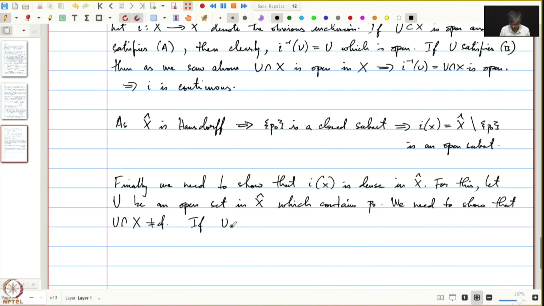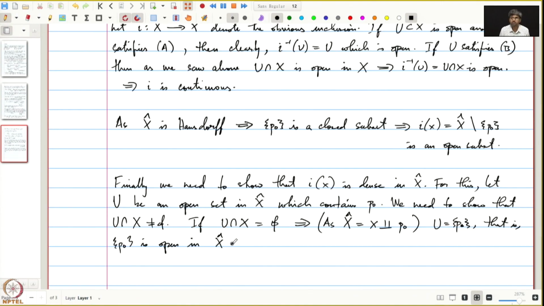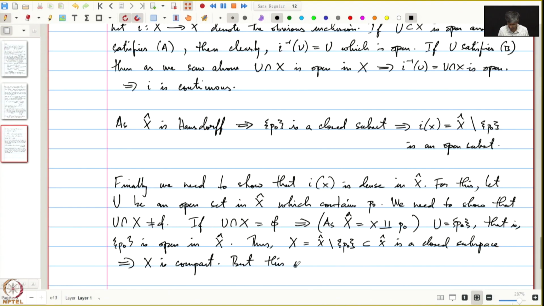So if U intersection X is empty, then as X hat is equal to X disjoint union P naught, this will imply that U is equal to P naught. That is, the singleton set P naught is open in X hat. Thus this will imply that X, which is equal to X hat minus this open subset, is a closed subspace of X hat, which will imply that X is compact. But this contradicts our assumption.